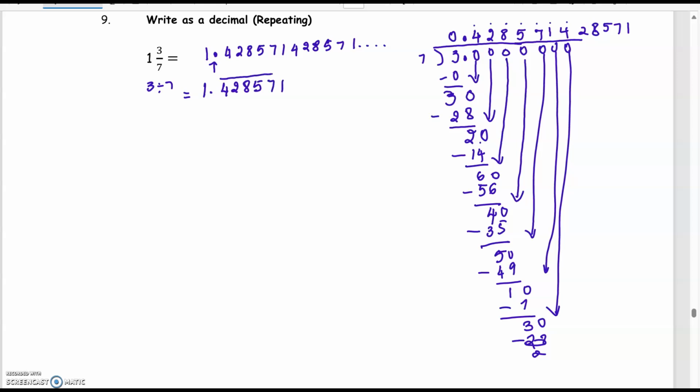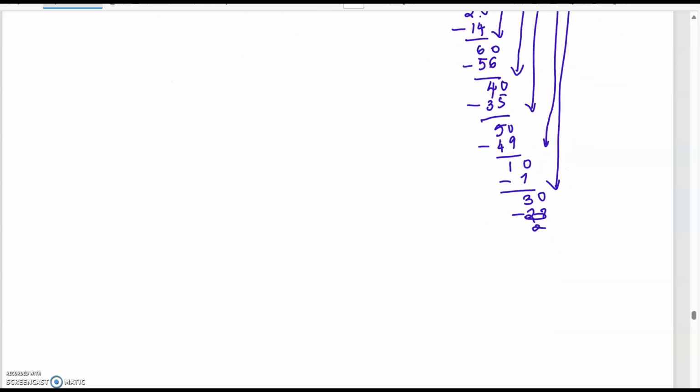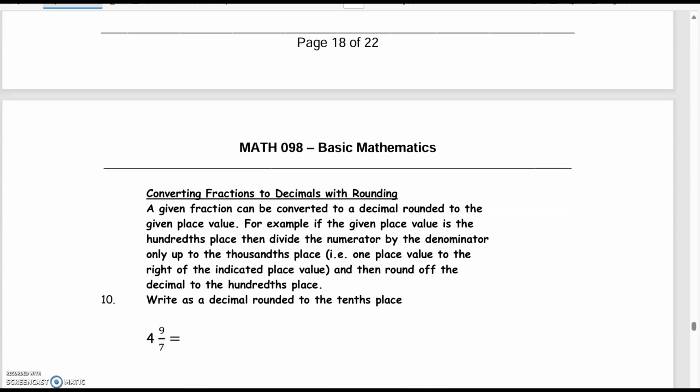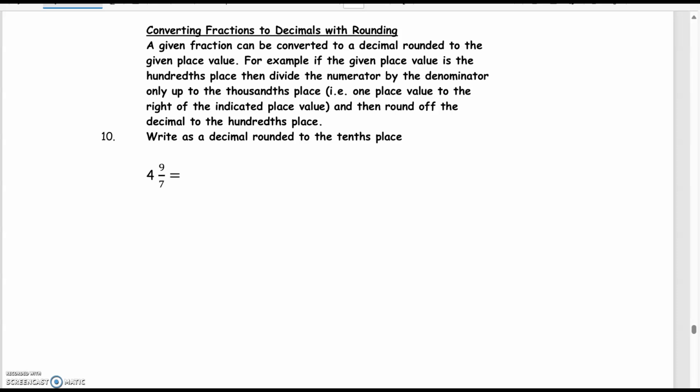So put a bar over the entire sequence of numbers. So this is a repeating decimal. So let's make this a 6. It doesn't make sense that it's a 9/7 because it's an improper fraction. So we have 4 and 6/7. 7 is the divisor, so you know it's going to be 4 point something.